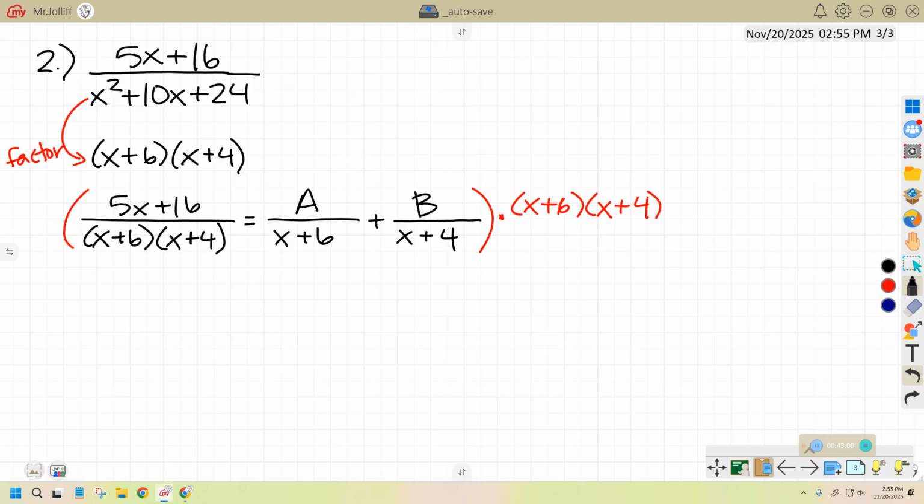And I know I did it correctly if all my fractions disappear. So we're going to multiply. x plus 6, x plus 4, x plus 6, x plus 4 cancel. On the left, you're always going to be left with just the numerator. On the right, the x plus 6 fraction will cancel and leave me with an x plus 4 on top. The x plus 4 fraction, the x plus 4s will cancel and leave me with an x plus 6 on top.